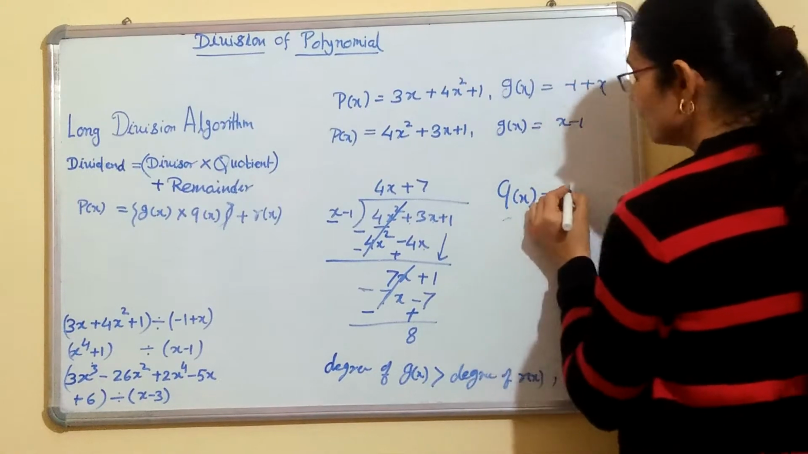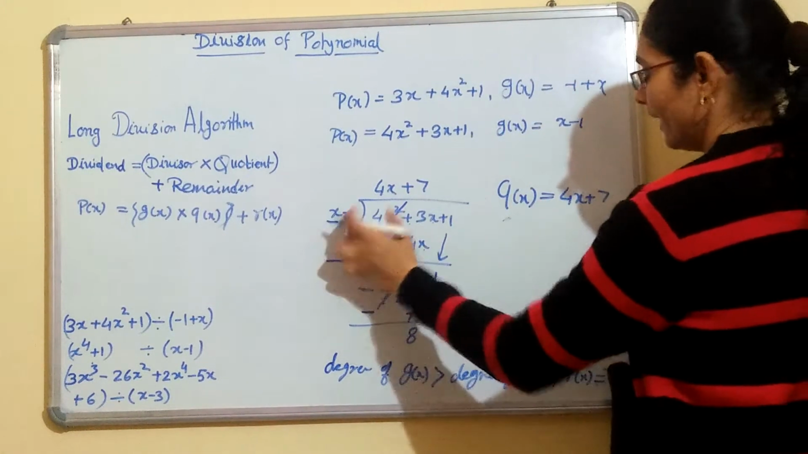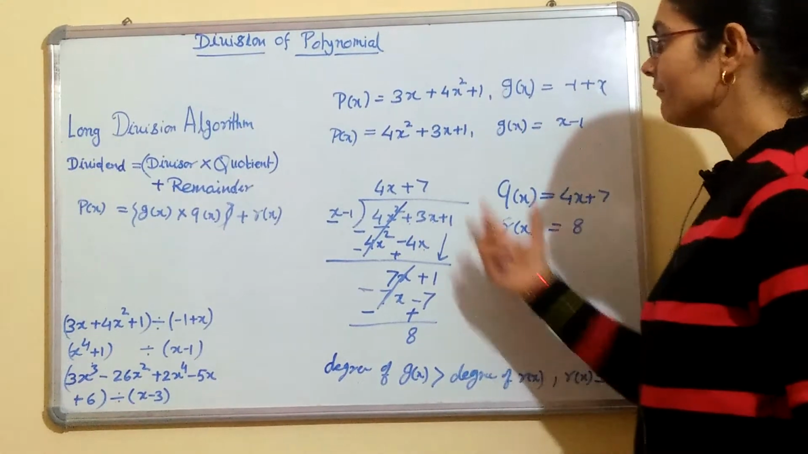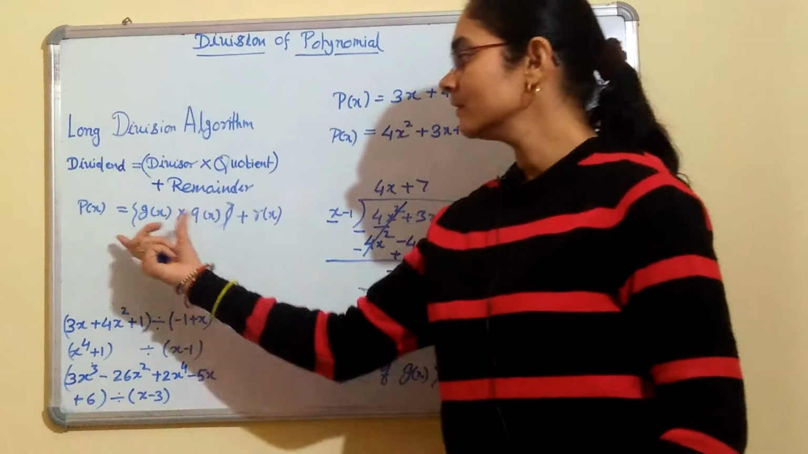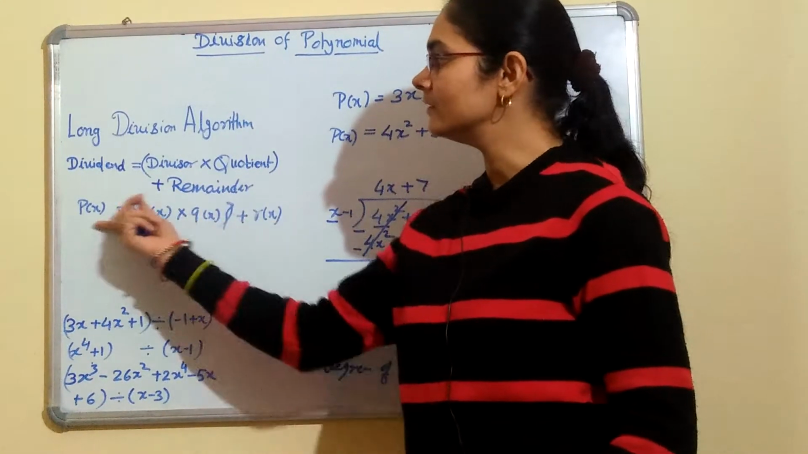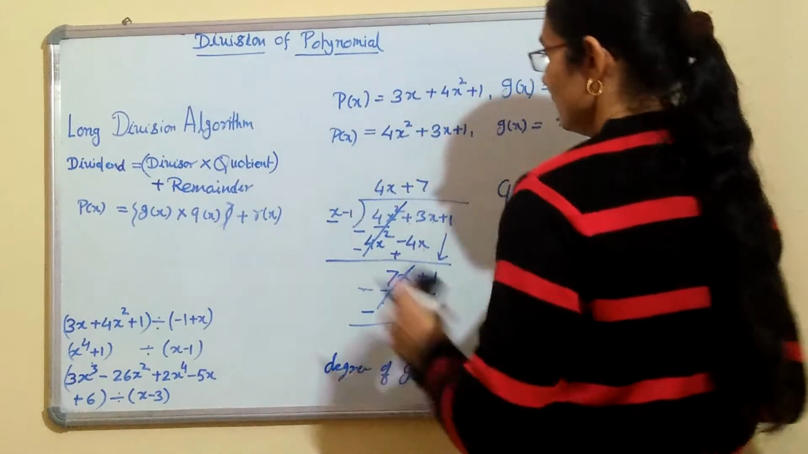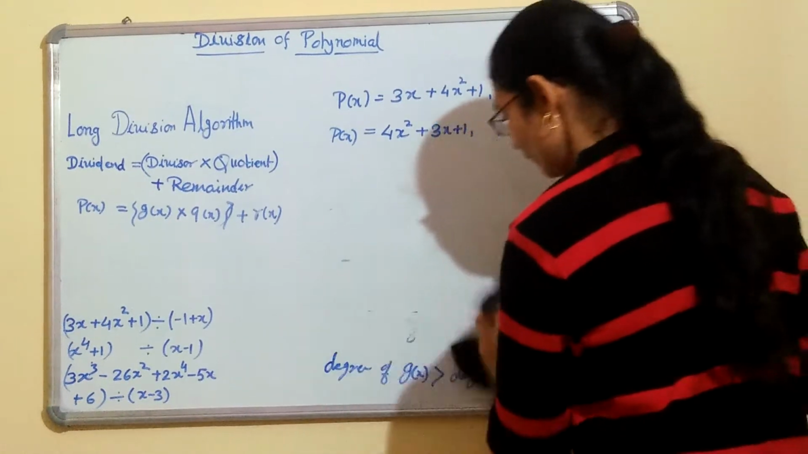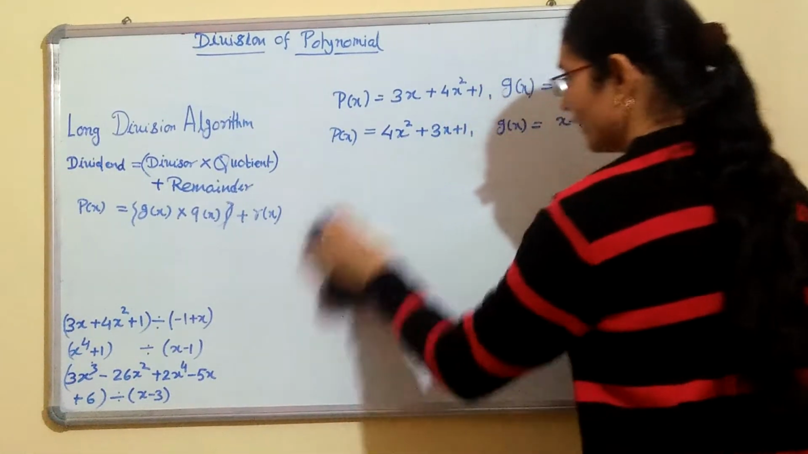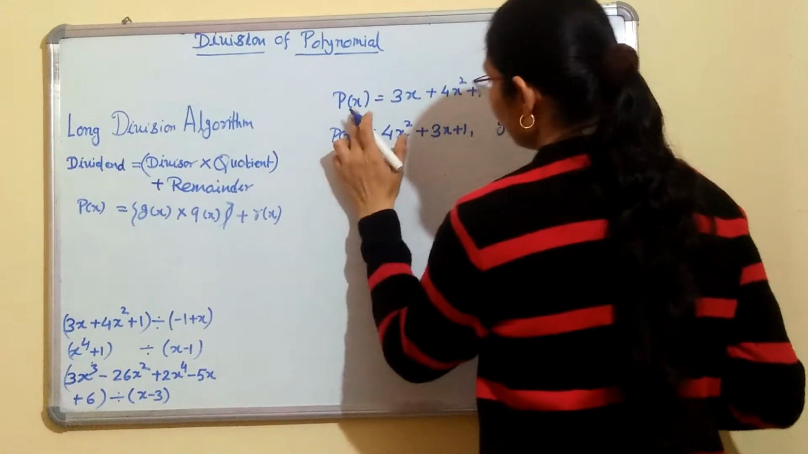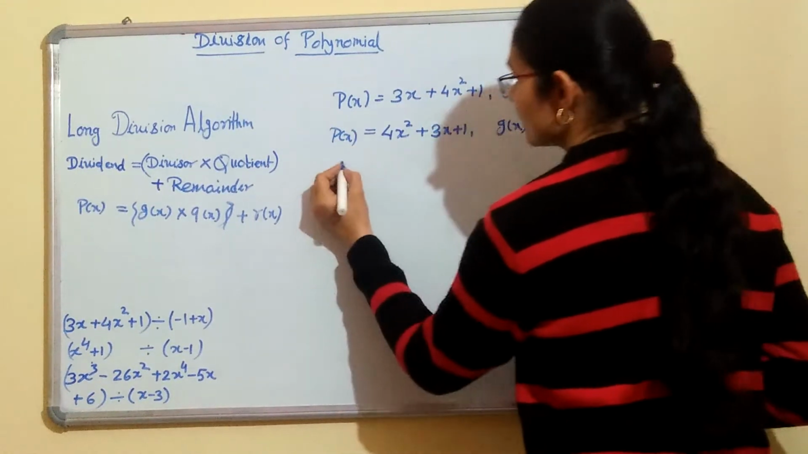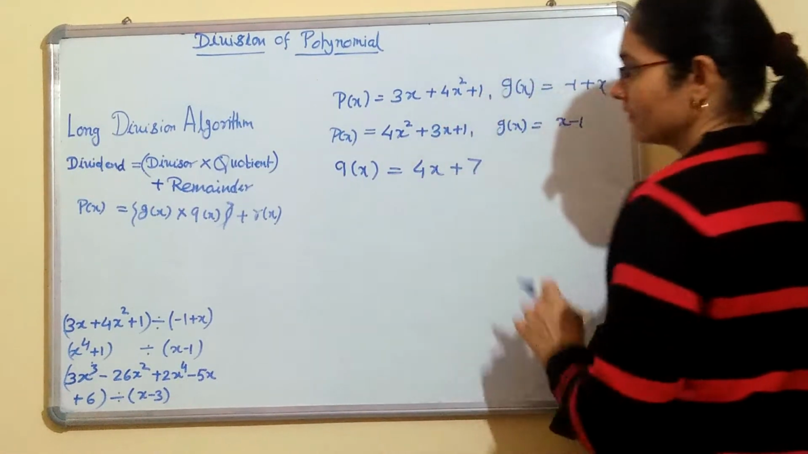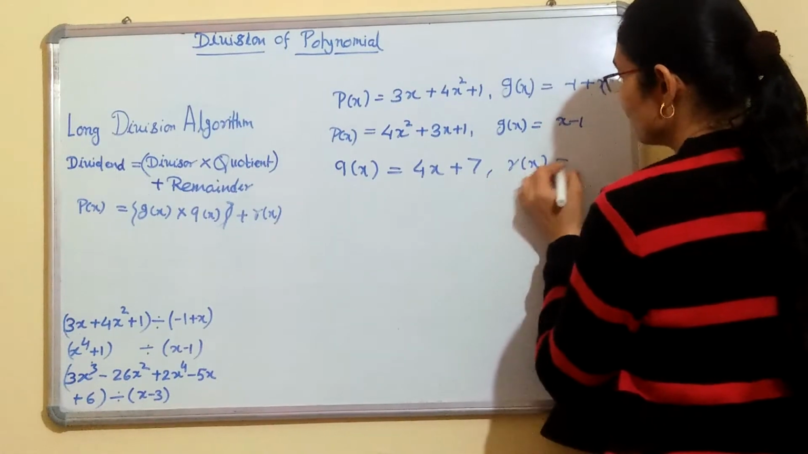Quotient is equal to 4x plus 7, and remainder is equal to 8. We can verify this division by using the right hand side of this formula. Okay, we start the verification of this division. We have px is equal to this, gx is equal to this, qx is equal to 4x plus 7, and rx is equal to 8.